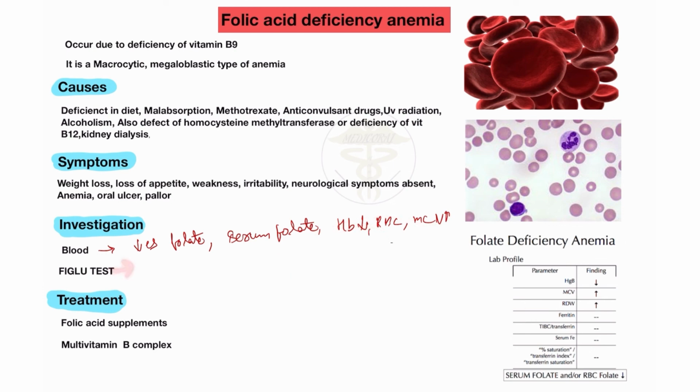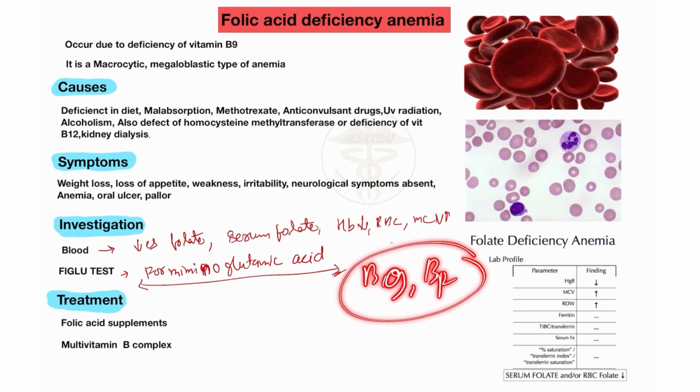What is the Figlu test? This is the best test for determining folic acid deficiency. Figlu test, you all know Figlu. It is an intermediate product formed when L-histidine converts to L-glutamic acid. So we will do the Figlu test. It is used to determine the deficiency of vitamin B9 and vitamin B12.